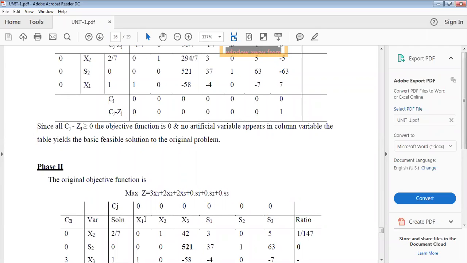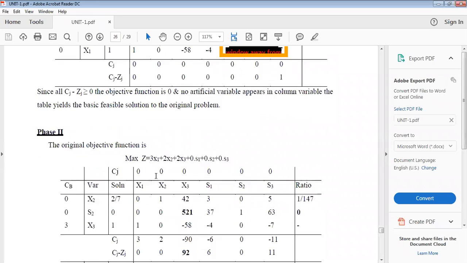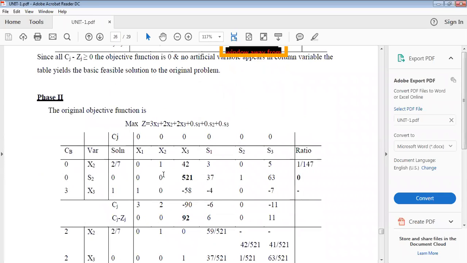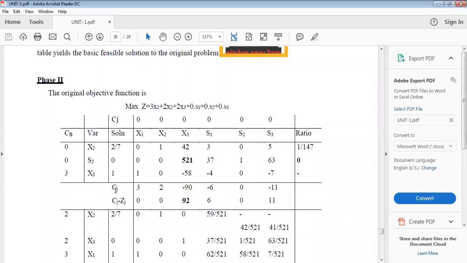X1 X2 X3 S1 S2 S3, like this he has marked. So he has repeated the entire table here. So this is X1, this is also X1, but in the original problem, the multiplication factor is nothing but 3, and she has marked 3 here, 3x1, and the remaining thing is everything as usual. So therefore, he has calculated ZJ.